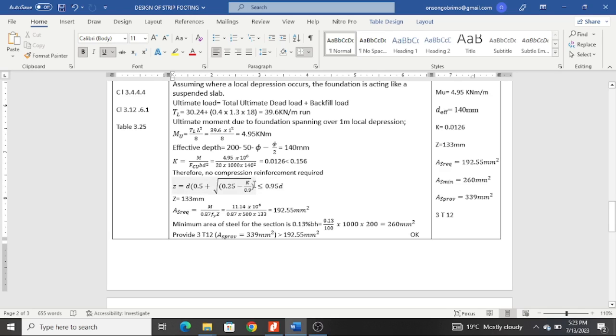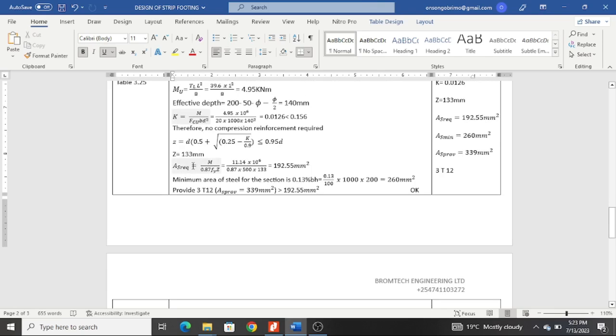If you have a calculator, you can find out what this is by simply replacing this, or we can do it together. 0.0126 divided by 0.9, 0.25 minus answer, then you do the square root, then you add 0.5. This is 0.985d, therefore this is higher, so you adopt this.